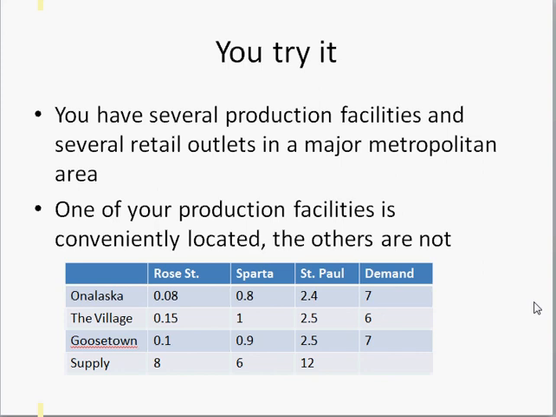So we've got here 3 locations that are supplying product: Rose Street, Sparta, and St. Paul. And we have 3 locations that are demanding product: Alaska, the Village, and Goosetown. Notice, obviously, shipping from Rose Street is going to be better because it's close, but it only has 8. It can't supply everybody. So go ahead and see if you can think about how you might set that up, and we'll demonstrate a transportation problem in the next set of videos.